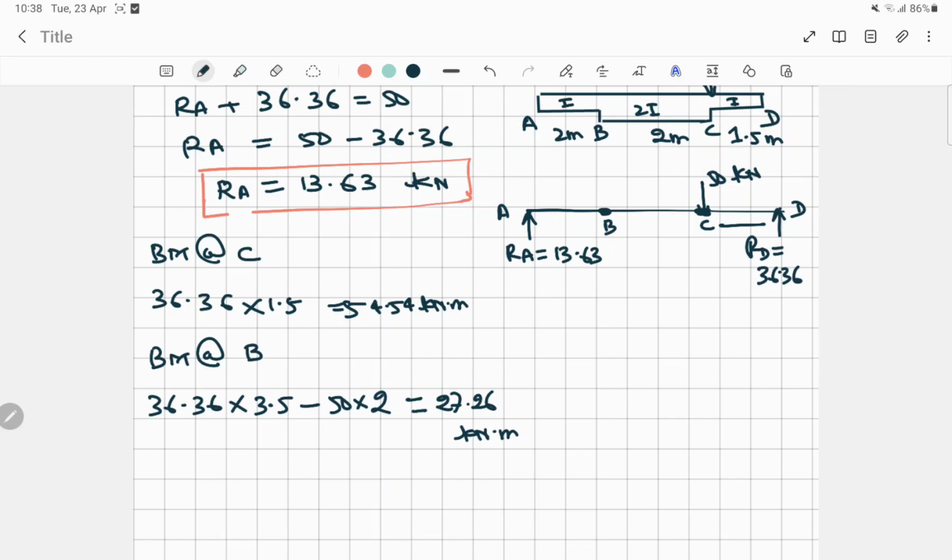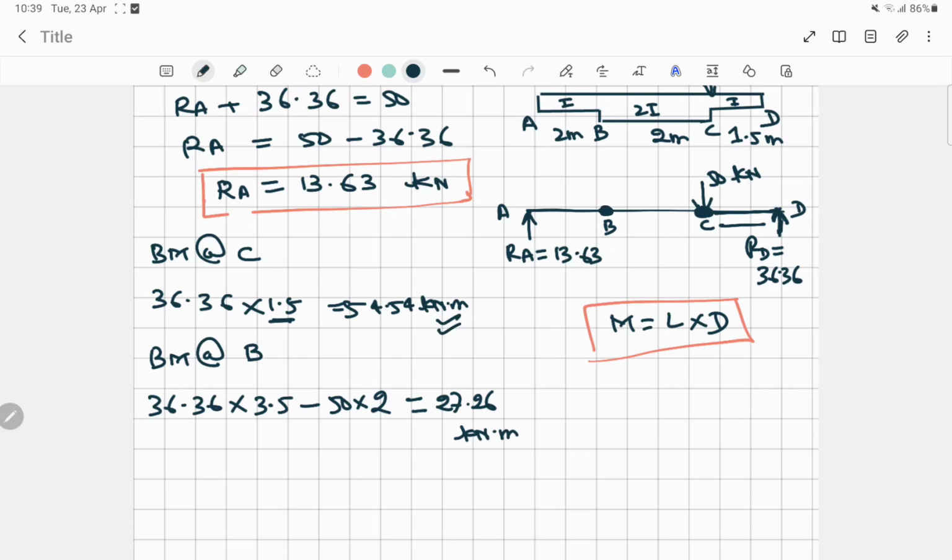So now here we have to find the bending moment at C and D, right? So bending moment, always remember moment is equal to load into distance, right, as I have already mentioned. So now here load, if we are finding a bending moment for this point, this load is only there, right? This load covers a distance of how much? 1.5 meter. So it will be 36.36 into 1.5 meter, and we'll get the value around this one.